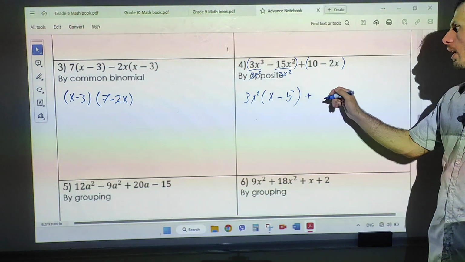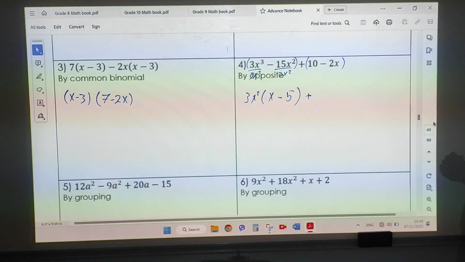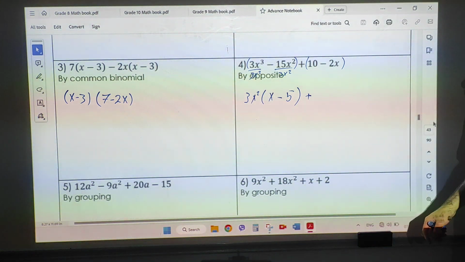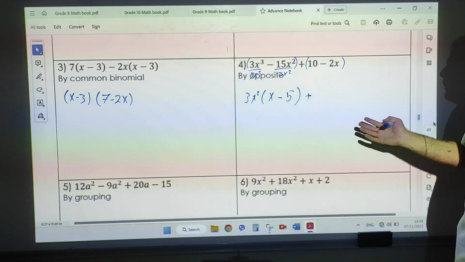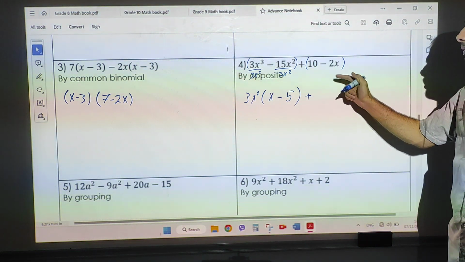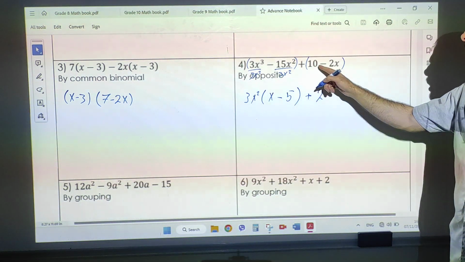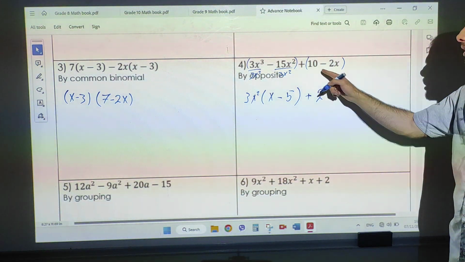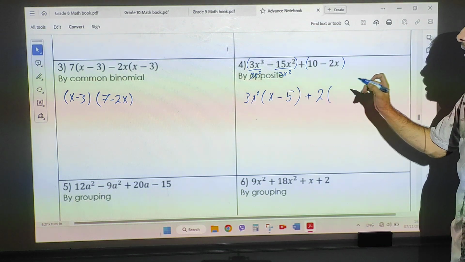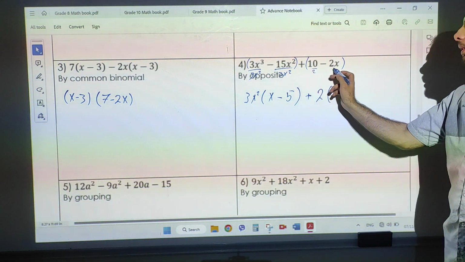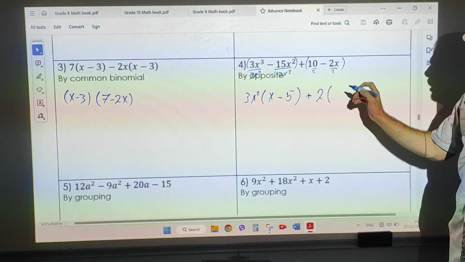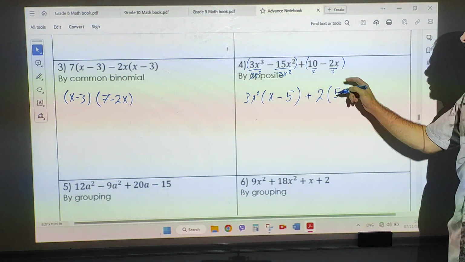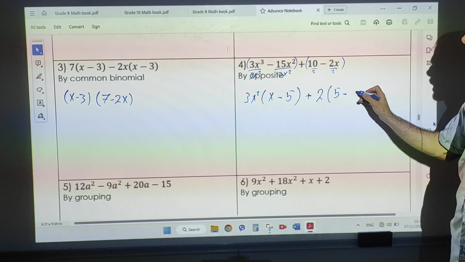Plus, then for the other part, 10 and 2x. The numbers can be divided by 2, yes, possible. X, we don't have x, we just have x, so we cannot take x because there is no x. We directly open the bracket, divide by 2, divide by 2. It will be 5 minus 2 divided by 2 is 1x.